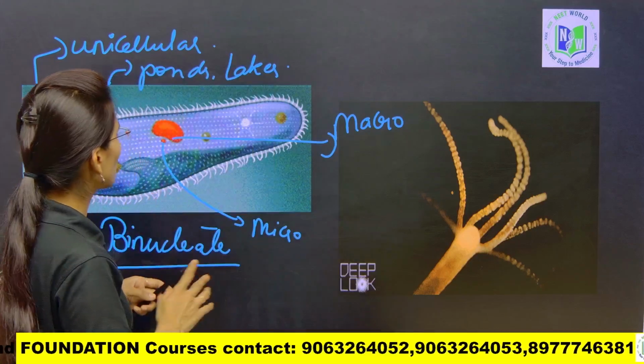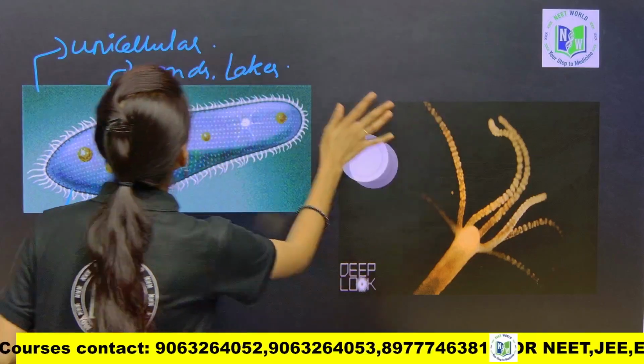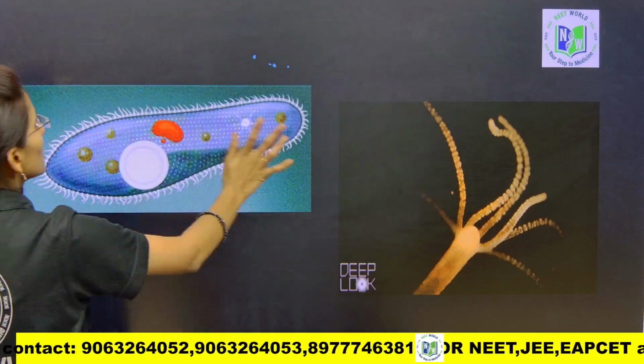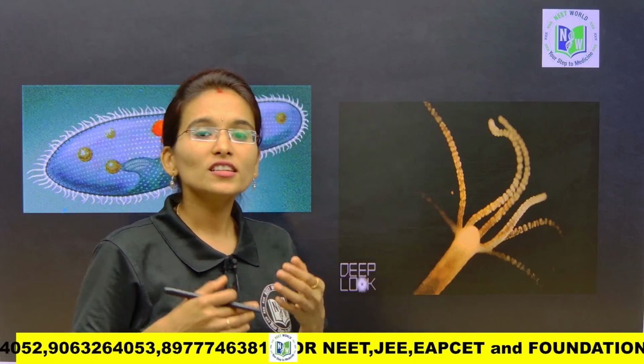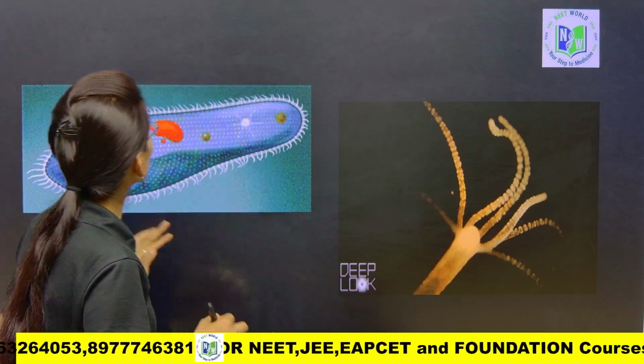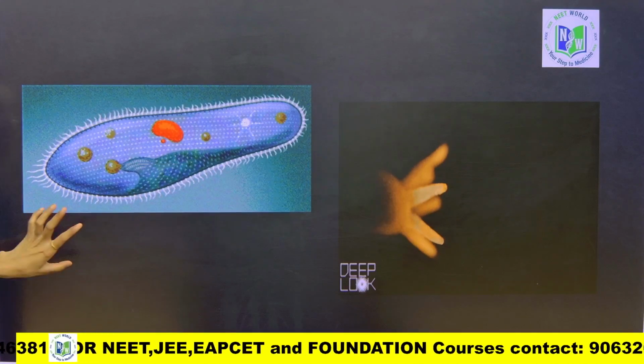So just understand, the paramecium is a unicellular, binucleate organism which is present in ponds and lakes. Now, what are the feeding organs in the paramecium? Just look into this particular visual, students.